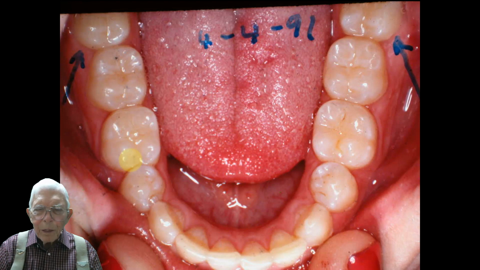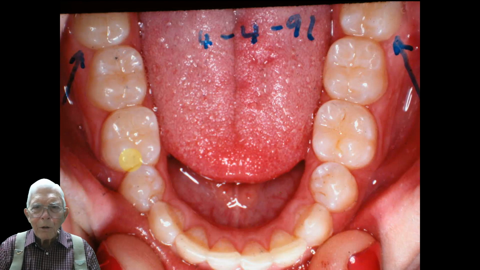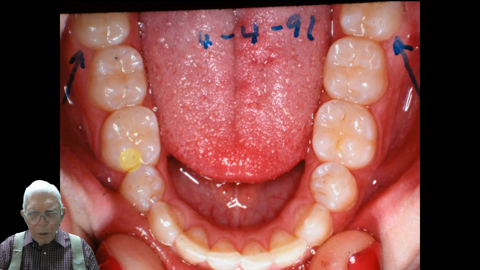So I hope you will pick up something from this. You don't just jump in there and start doing stuff until you thoroughly look at the case. And frequently down the line you have to change your diagnosis a little bit. The things don't come out like you want them to.